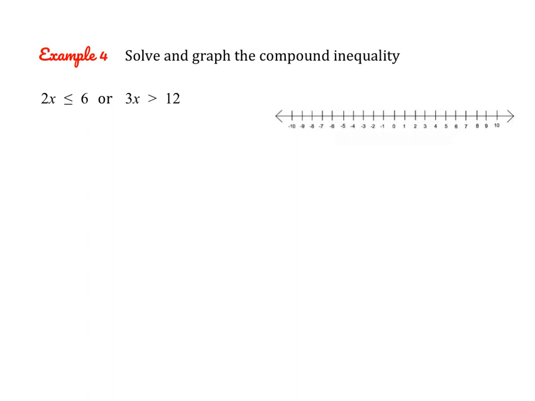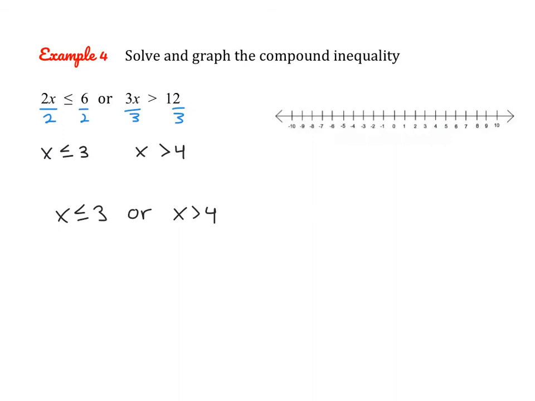All right, let's try one more union problem together. So on the left part of our compound inequality, we can divide by 2, giving us x is less than or equal to 3. On the right, we would divide by 3, giving us x is greater than 4. So this gives us x is less than or equal to 3 or x is greater than 4.